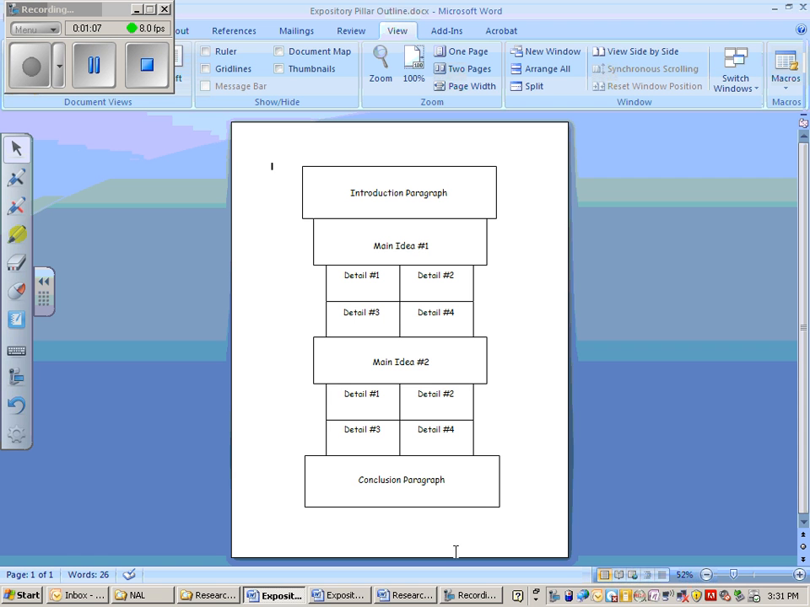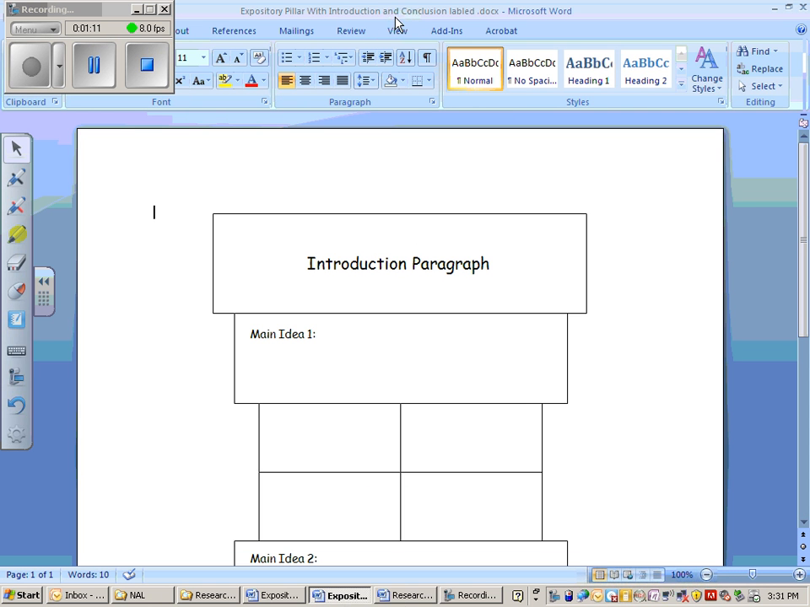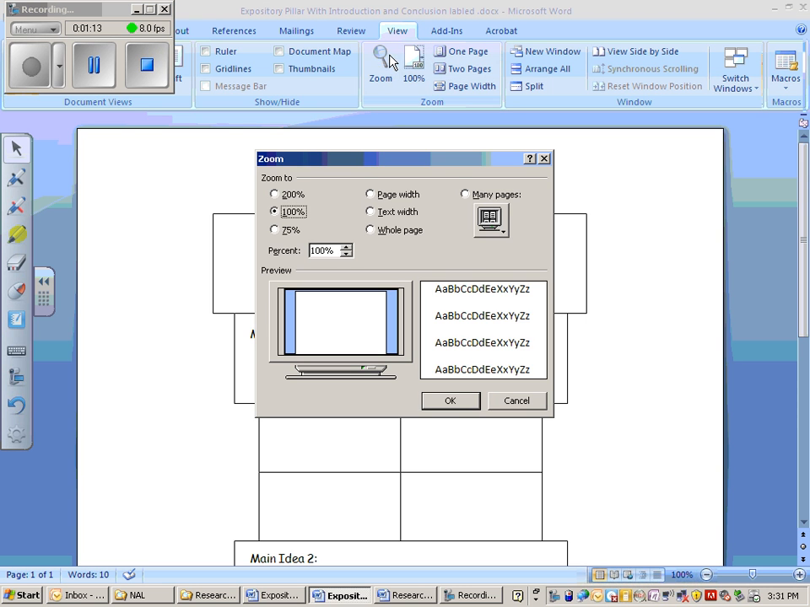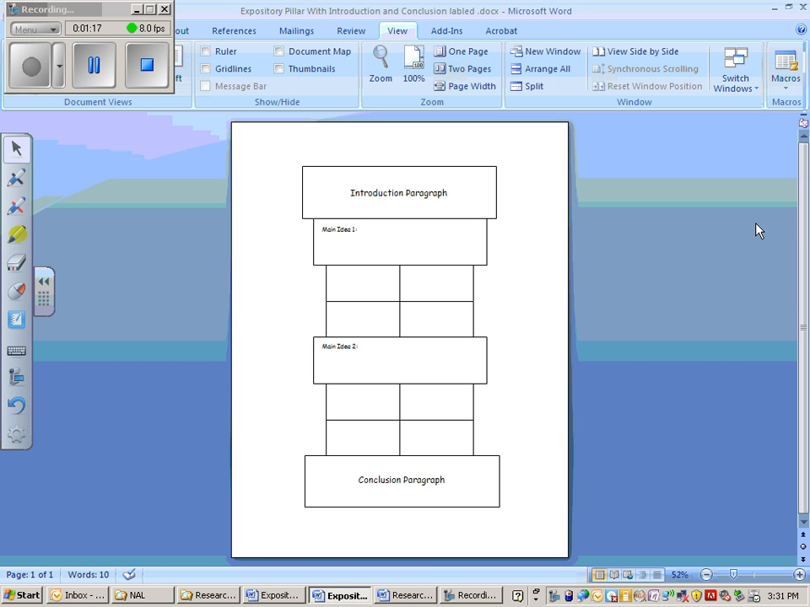When Mrs. Hartzog and I give you this expository pillar, it will look like this. You will notice we've left out the spot where it says introduction paragraph and conclusion paragraph because you will not actually be writing those on this page. What you will use this page for is to write your main ideas and your details when you're taking notes. We are going to give you your main ideas so that we make it a little bit easier and so that everyone is on the same track.